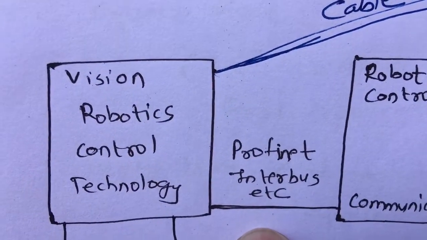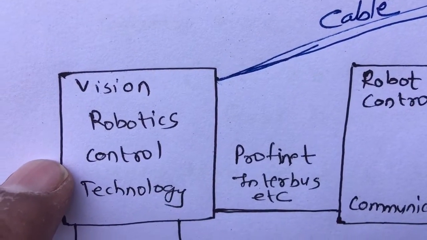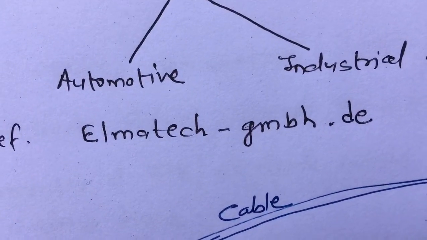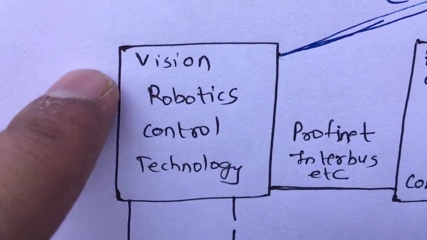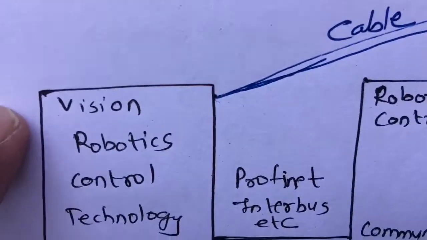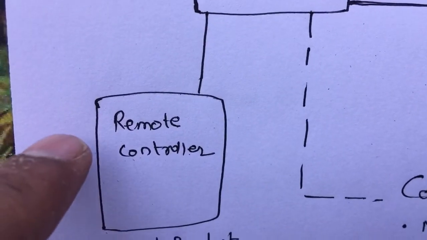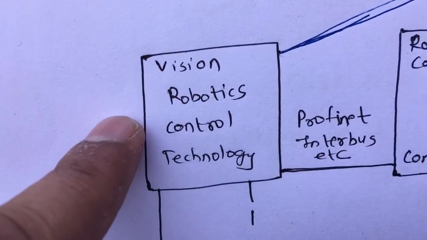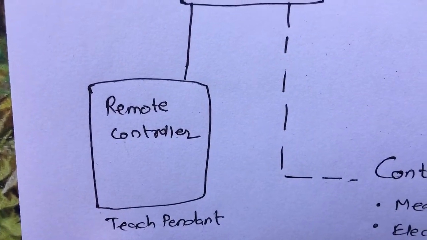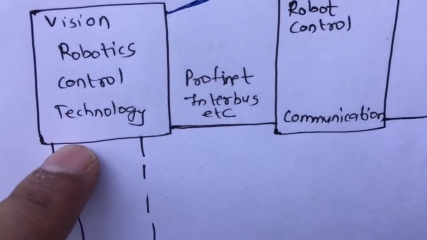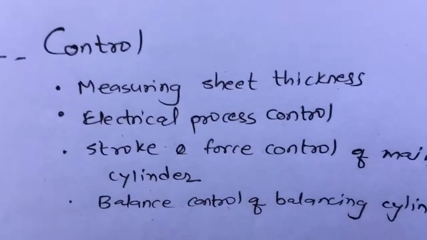There is a specific block in this configuration that is called Vision Robotics Control Technology. This is a specific block given by this Elmatech GmbH company, and it has control features. Before looking at the control features associated with the Vision Robotics Control Technology block, there is one remote controller as well. This remote controller can communicate with the Vision Robotics Control Technology box. This remote controller is nothing but a teach pendant kind of thing.